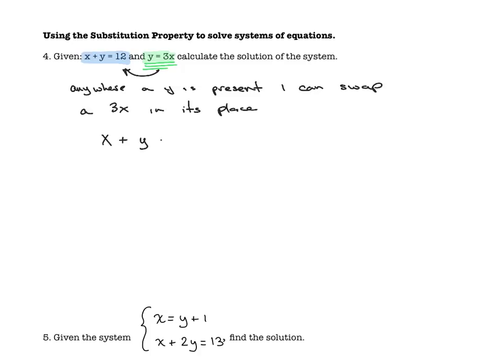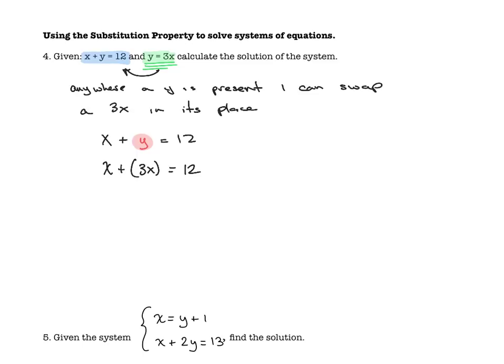x plus y equals 12. So I see a y right here. So what I'm going to do is swap it out. I'm going to remove that from the problem, and I'm going to put 3x in its place. So x plus, parentheses, 3x equals 12.